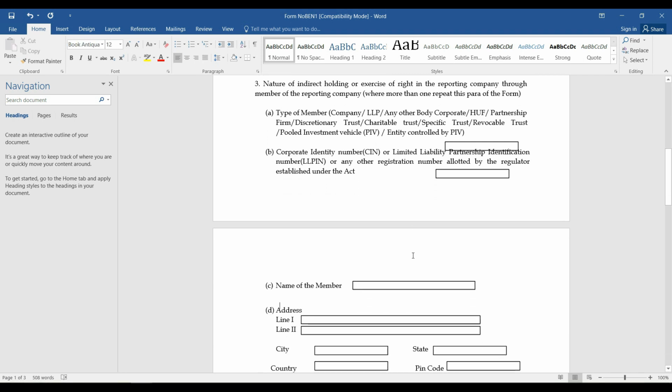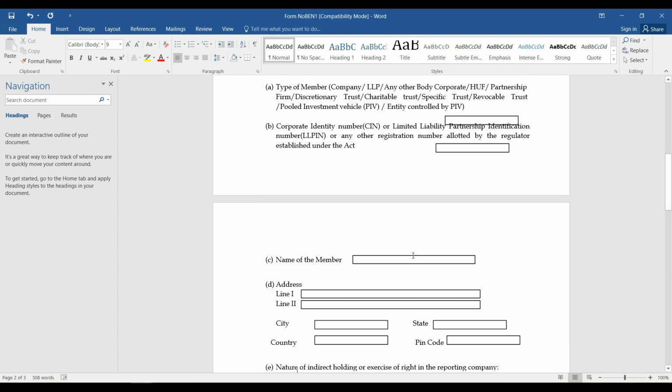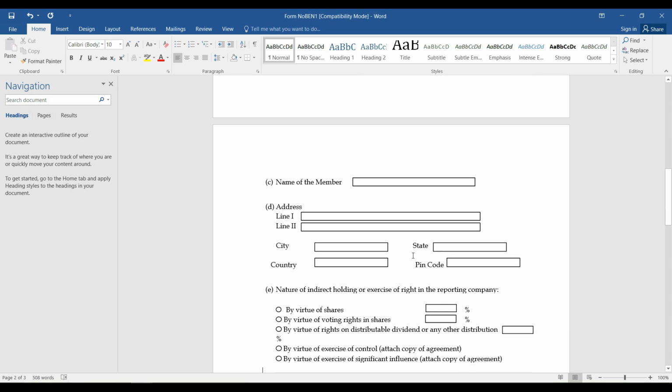Name of the member. Here, for the name of the member, there are always three persons involved. One is the reporting company, one is the member company or whatever the situation is, and third is the individual person. So we have to mention the name of the company. Suppose there is a company which is a member holding more than 10% in a reporting company, we have to mention the name of the member there. Address of that member company, city, town, state, address, pin code, all the details we have to mention here.